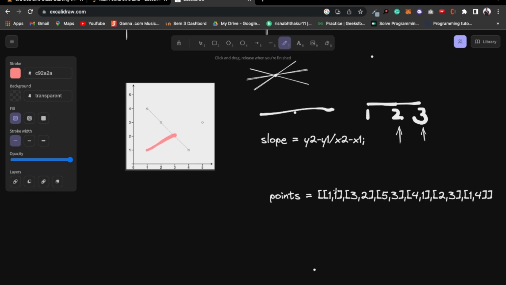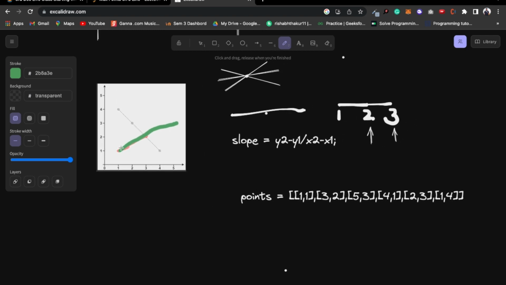Now from this point only, from 1 1 only, I have to draw the line to 5 3. This is 5 and this is 3. So I'll draw a line again, and let me make it another color. When I draw the line, it passes over the red line, and it's pretty much clear that the slopes of these two lines are equal. That is why we are getting this green line above the red line.